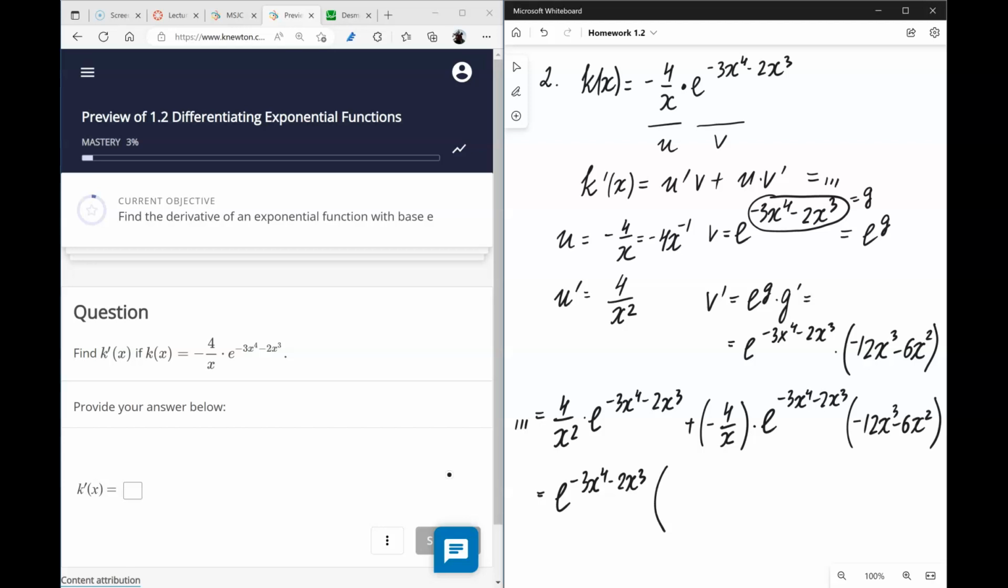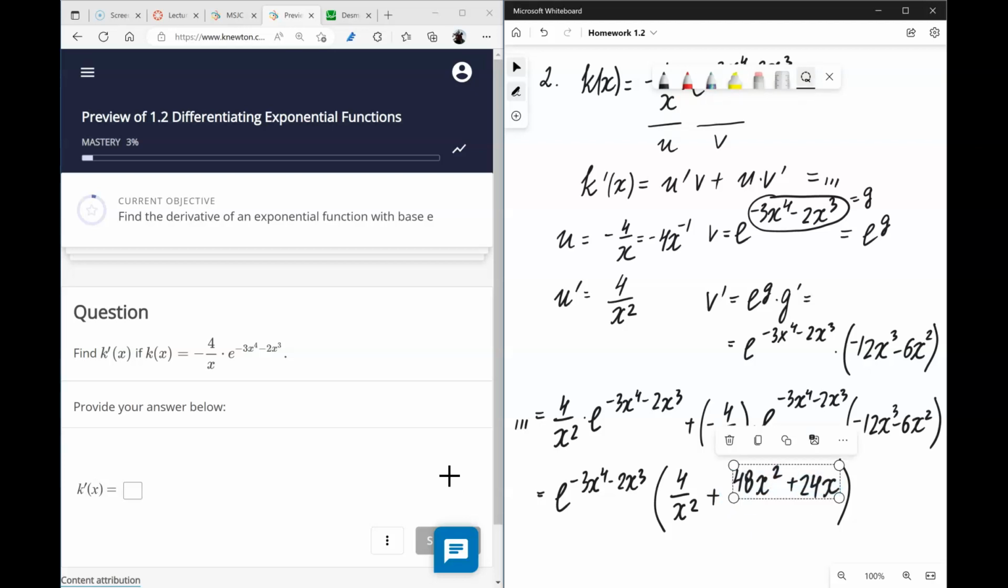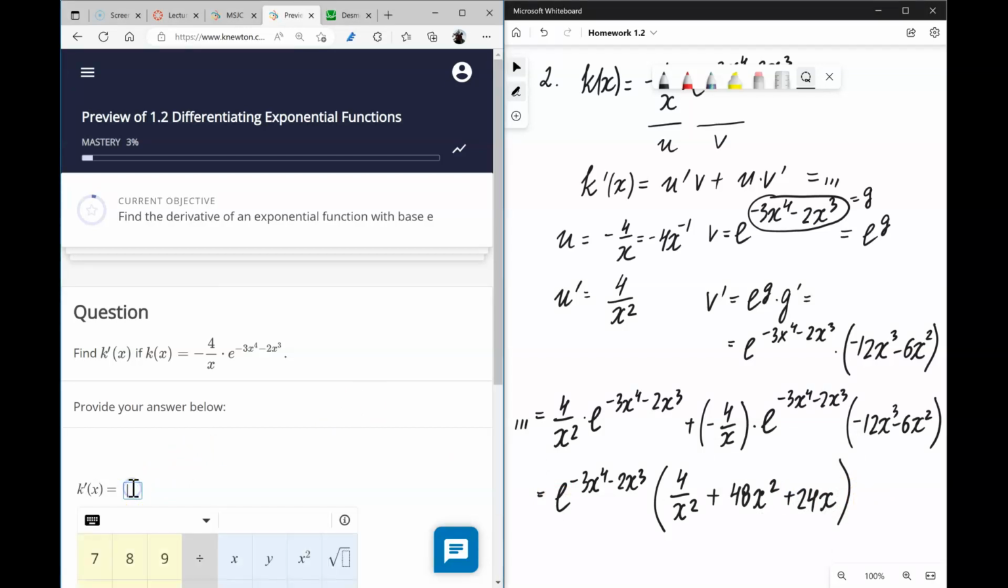But I'm going to factor what they have in common. And we're going to distribute this 4 over x over. So we have 48x squared plus 24x. And it looks a little weird, so let me just bring it down a bit. There you go. So this is my final answer.